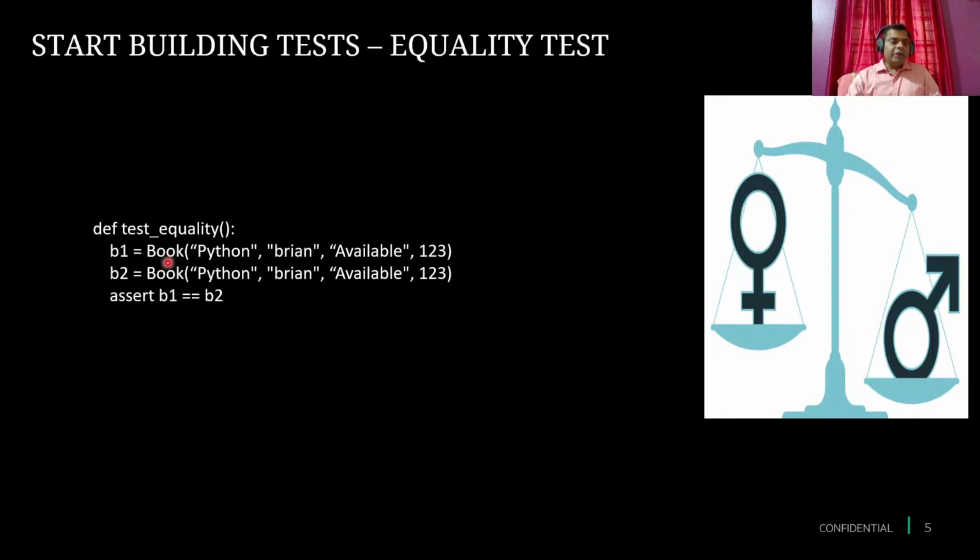So we saw verifying the default and verifying the field set data, but now we are going to compare two different objects. We are creating the book b1 with data and b2 with data, but these data are the same. Then their objects should also be the same. So we got b1, we got b2, we are asserting b1 equals b2. It should be the same.